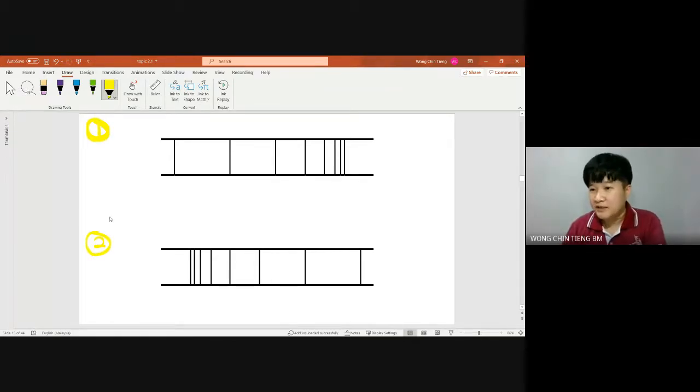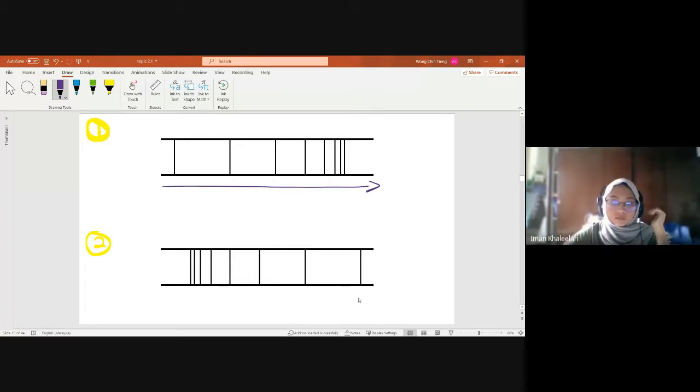So dah jawab tadi, kita bergerak pula kepada goals. Iman, for the first one, how do you read? From the left to right. From the left to the right. For the second one? From the right to the left. From the right to the left. Iman, why?